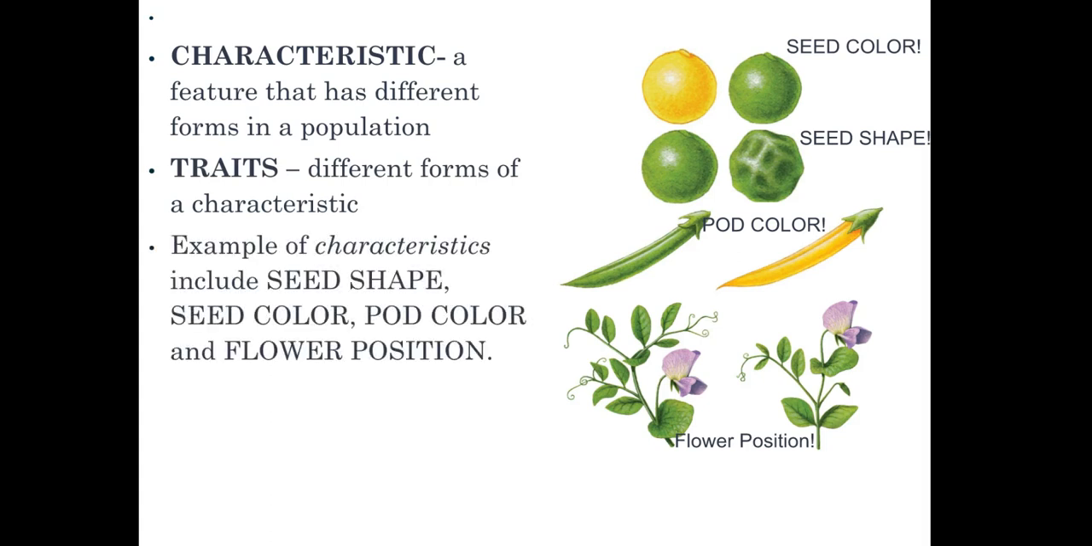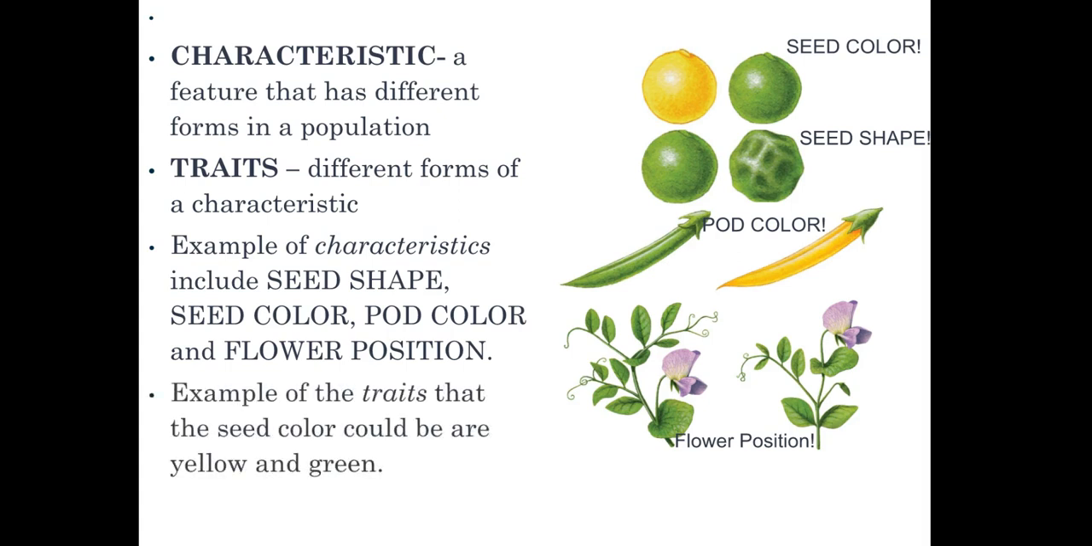For example, let's look at the picture on the right. Examples of characteristics of the pea pod plants were the shape, the color of the seed, the color of the pod, and even where the flowers are positioned. These are all characteristics of a pea pod plant. However, the different forms of the characteristic are called traits. For example, he saw that the seed color could be yellow or the seed could be green. These are traits for seed color. These are traits for seed shape.